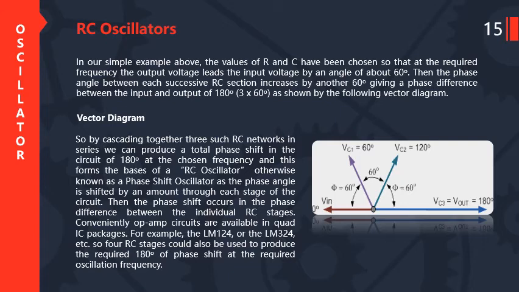Then the phase shift occurs in the phase difference between the individual RC stages. Conventionally, operational amplifier circuits are available in quad IC packages, for example LM124 or LM324, etc. So 4 RC stages could also be used to produce the required 180 degree of phase shift at a required oscillation frequency.